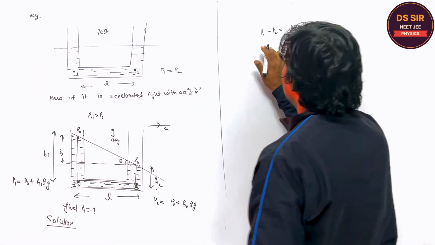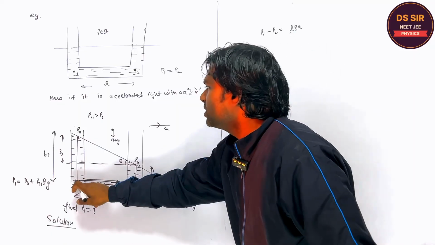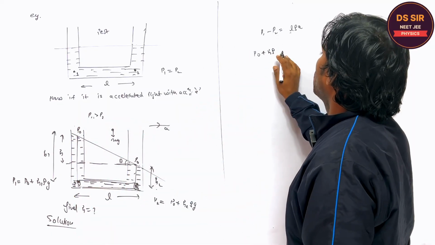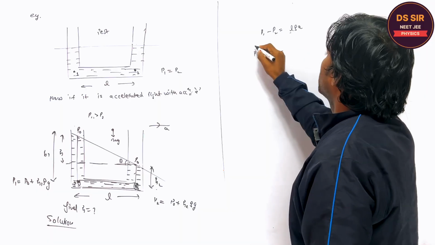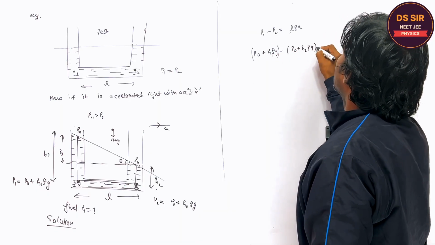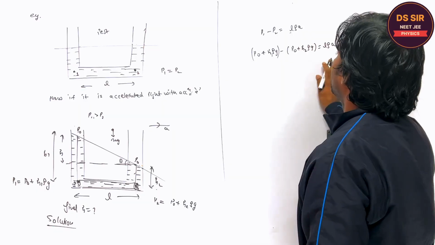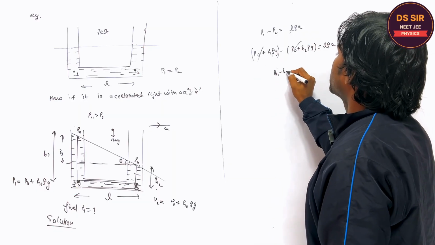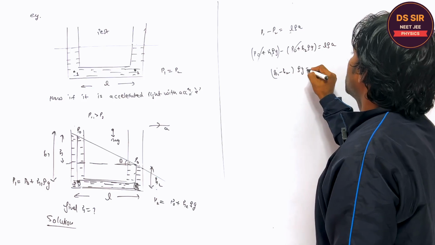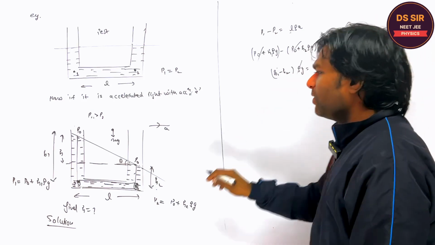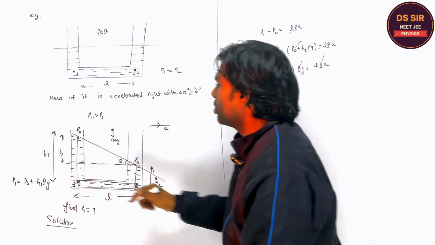Yes. So P1 is what? P1 is P naught plus H1 rho G, minus P naught plus H2 rho G, is equal to L rho A. So P naught will cancel out. H1 minus H2 times rho G is equal to L rho A. Rho will cancel out. H1 minus H2 is equal to what?